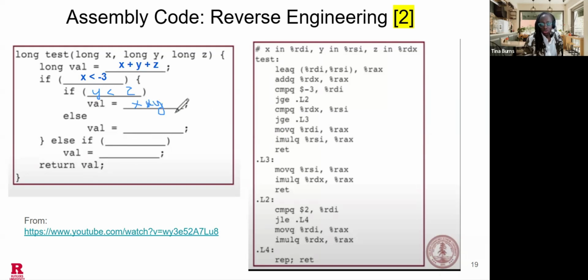Now we jump down to level 3. Remember we said if this is the case, we're going to jump down to level 3, or L3, which is our label. And then you're going to return. Else, which is this layer here, I'm going to move Y into RA of X, and I'm going to multiply Y times X.